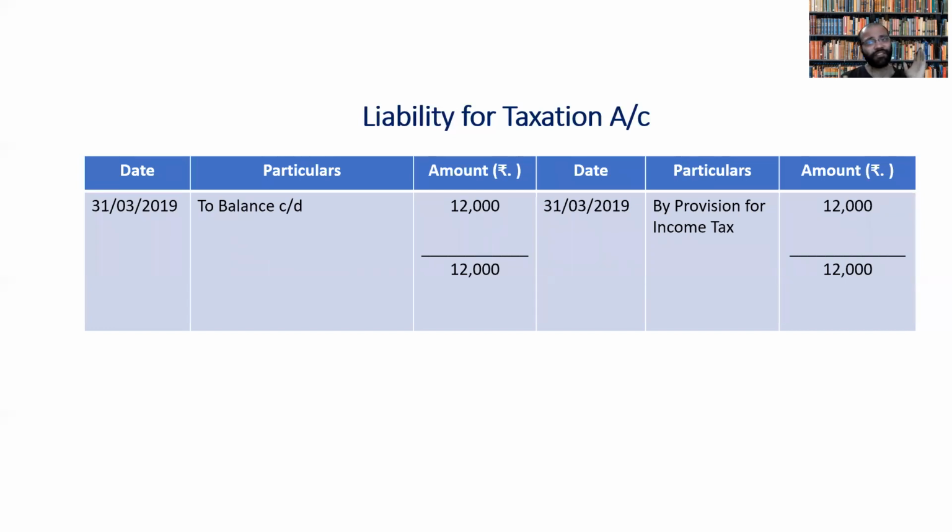Now, we don't have any other items. So we have an excess on the credit side, but we don't have any value to be substituted on the debit side. So the remaining 12,000 has to be posted to balance carried down on the closing date. That is, we write to balance carried down 12,000 on the debit side. This value will again be shown in the balance sheet.